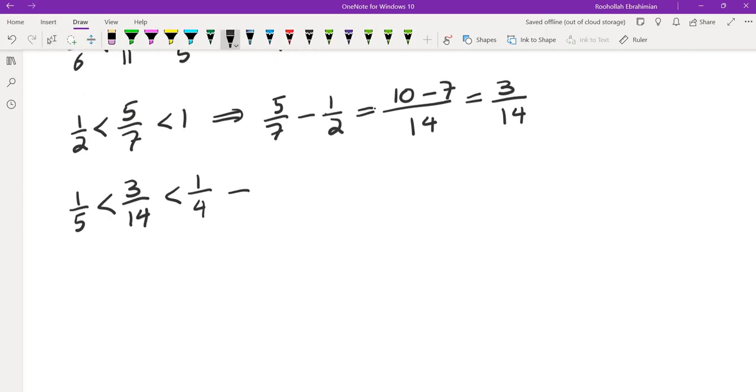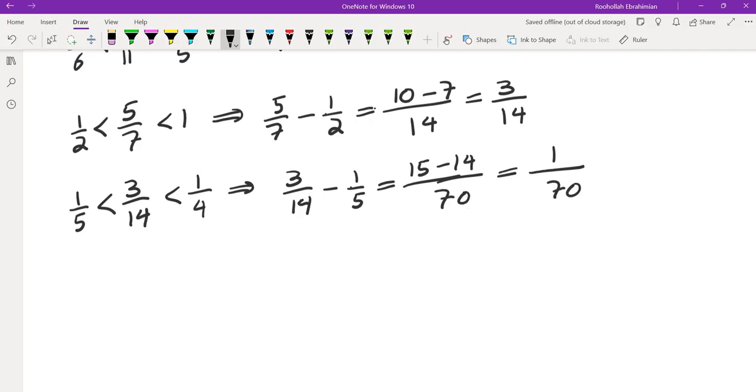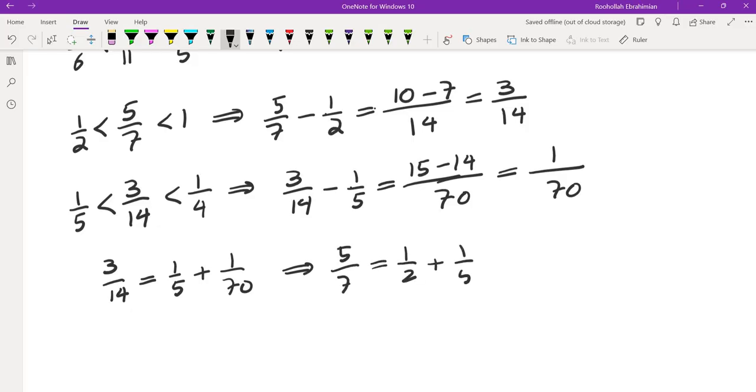And then we can do the same thing here. So 3/14 minus 1/5 gives me 15 minus 14, which is 1 on top, and the denominator is 70. So from here, we can write 3/14 as 1/5 plus 1/70, which means 5/7 is 1/2 plus 1/5 plus 1/70.